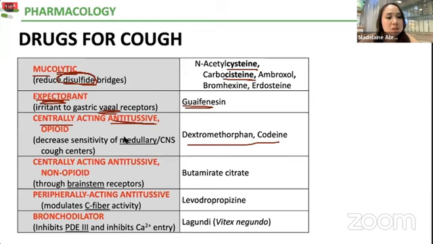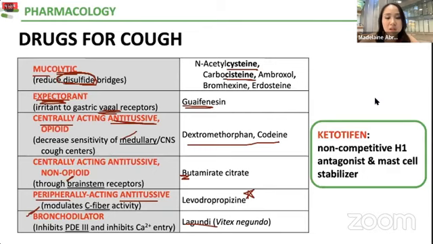So mechanism, decrease sensitivity of CNS cough center, si butamirate, centrally acting pa din sa brain stem receptor. Si levodropropizine naman, peripherally acting. So memorize nyo to kasi siya lang yung peripherally acting na antitussive. And then last year, Lagundi is mainly a bronchodilator. Meron ding anti-inflammatory properties to, but mainly it's a bronchodilator. So remember these mechanisms of action. Again, we try to simplify it, no? Pero tinatanong yan sa boards talaga.